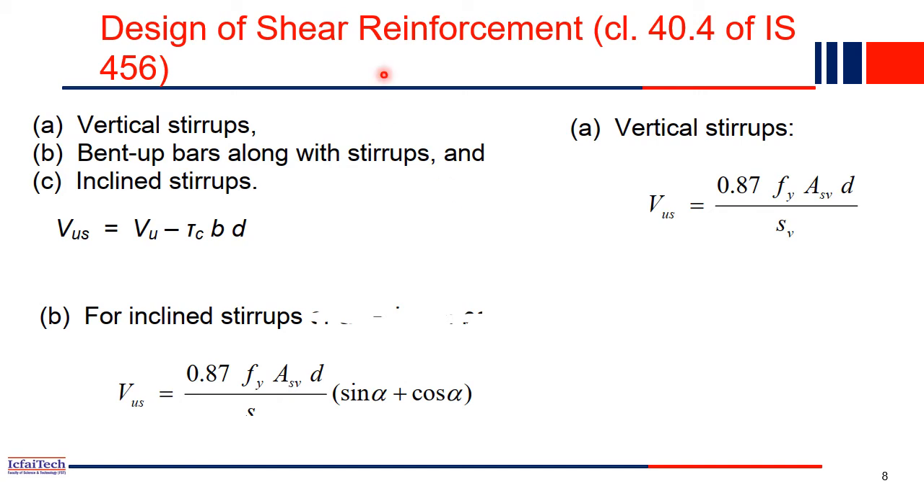So now let's get started with the actual design of shear reinforcement. Normally the stirrups are provided in these three manners. Now if you see a beam, let me draw it here. So this is a longitudinal beam, and bars are provided, longitudinal bars top and bottom, and you have the stirrups also, right?